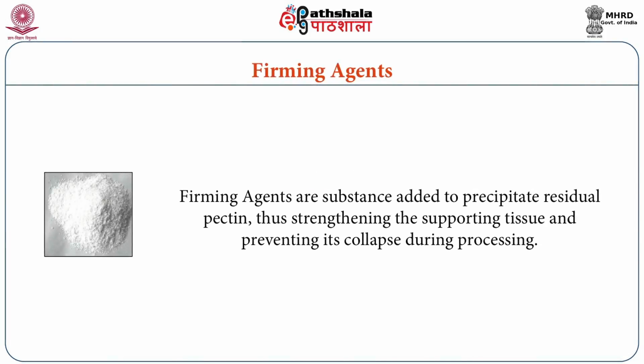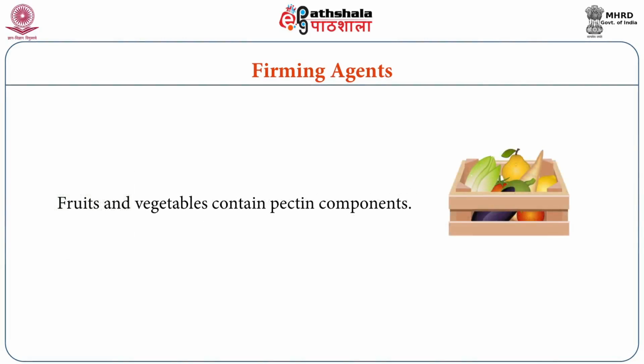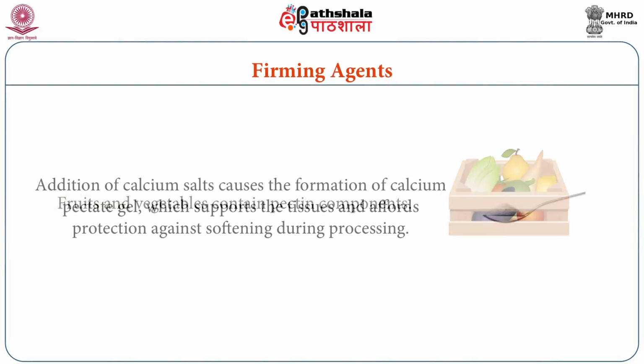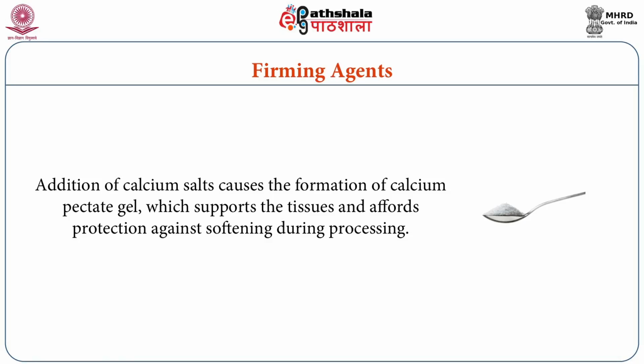The firming agents are substances added to precipitate residual pectin, thus strengthening the supporting tissues and preventing their collapse during processing. Generally, fruits and vegetables contain pectin components, and the addition of calcium salt causes the formation of calcium pectate gel, which supports the tissues and affords protection against softening during processing.